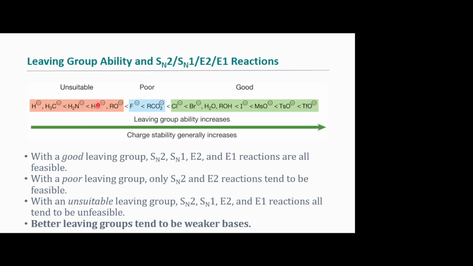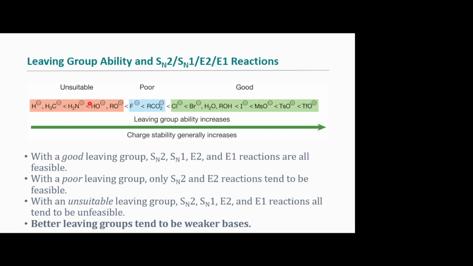It would be very, very unusual to ever see these. Okay, now with a good leaving group, SN2, SN1, E2, and E1 reactions are all feasible. You can have any of those. If you have a poor leaving group, then you really can't do an SN1 or E1. That's just not going to be in the cards. You just can't do it. You would spend weeks, months, maybe, trying to get the reaction to have any product. So you'll never see it. So it's going to be an SN2 or E2 reaction if it's a poor leaving group.